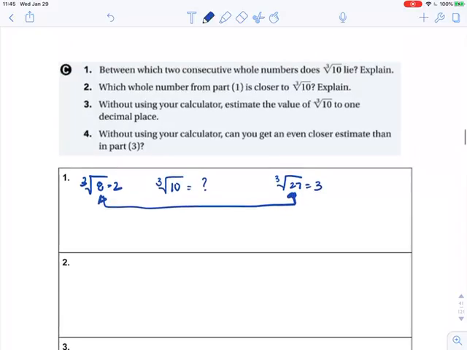Okay, so it says between which 2 consecutive whole numbers? It's between 2 and 3. So I gotta move this over a little bit. Between 2 and 3, that's where it's at. I know that because the nearest ones are 27 and 8 as perfect cubes.